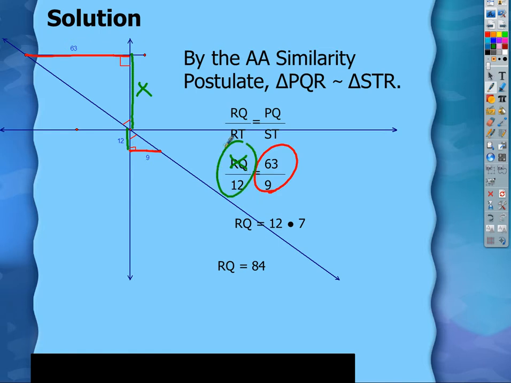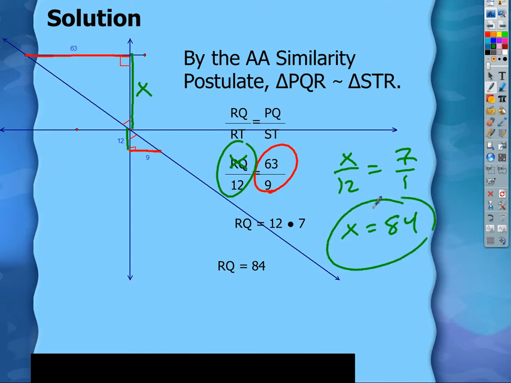So X over 12 equals 63 over 9. That's easy to solve. Just cross multiply. Actually, just multiply both sides by 12. And I end up getting an answer of 12 times 63 divided by 9 is 84. 63 over 9 just reduces to 7, doesn't it? So that's just 7 over 1. So we got it. 84 feet across the river.